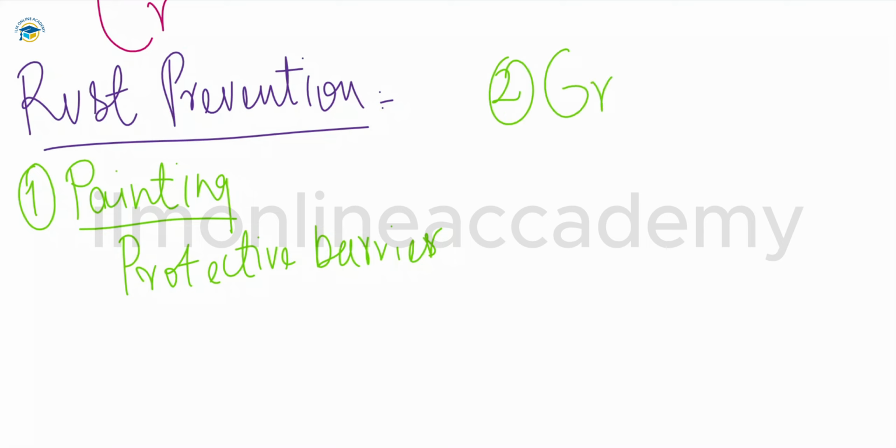So the second one you can use is greasing. Coating the metal with grease or oil creates a protective layer that repels the water and air, reducing the chances of rust formation.